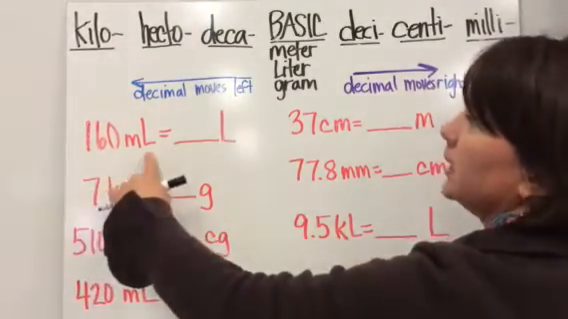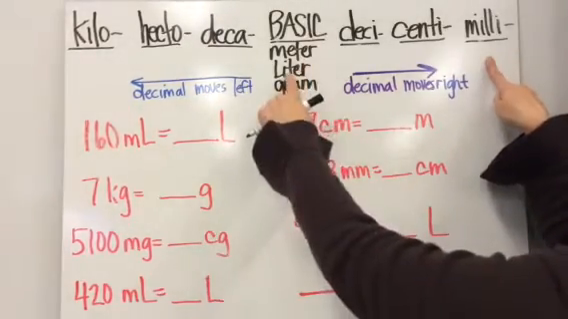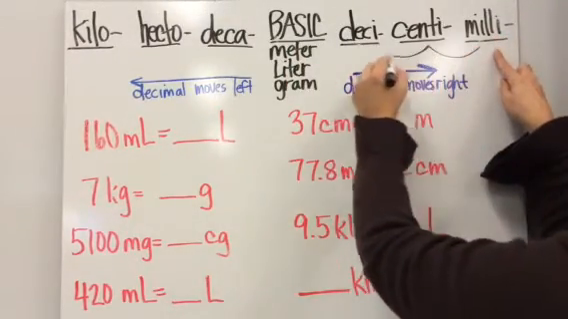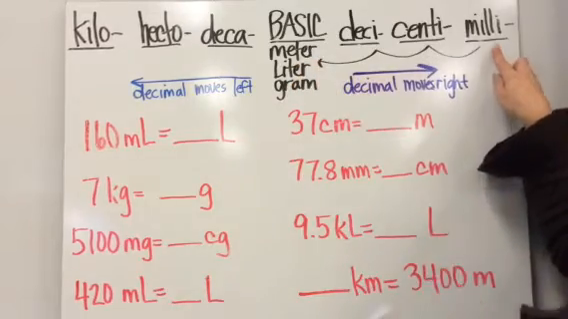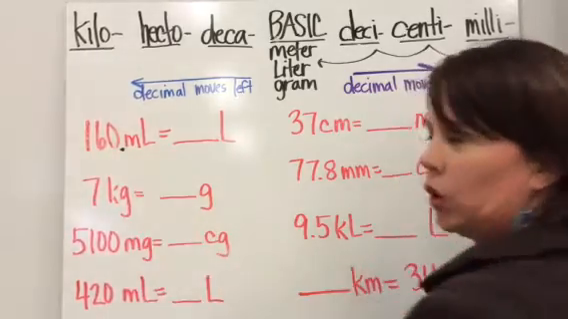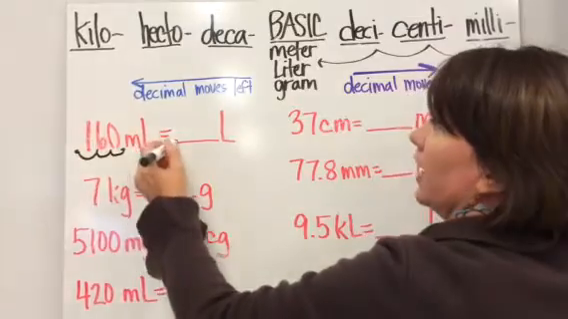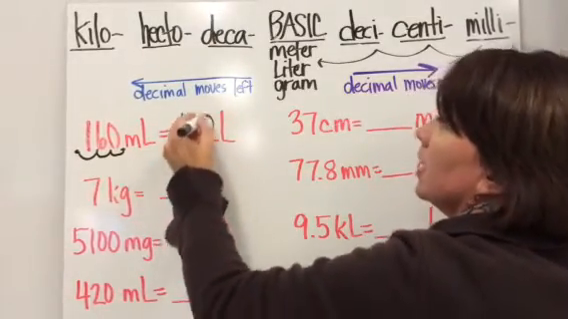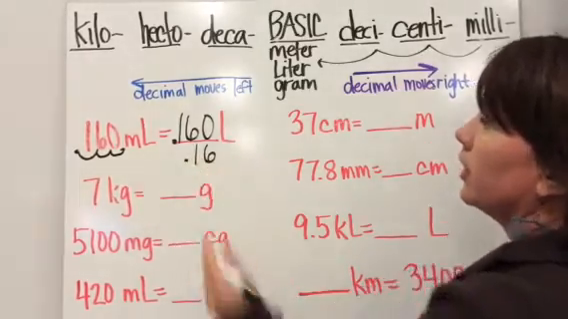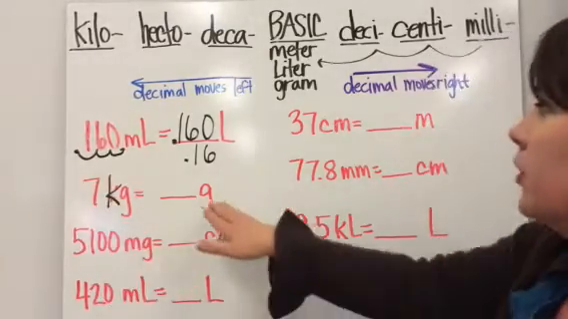I have 160 milliliters, and I want to convert to liters. So I go from milli to liters. I'm starting at milliliters and I'm moving to liters, and I move 1, 2, 3 places. And I'm moving left, so my decimal, which is at the end of a whole number, gets moved 1, 2, 3 places to the left, and so this becomes 160 thousandths liters, or 0.16, because that 0 there does not matter.